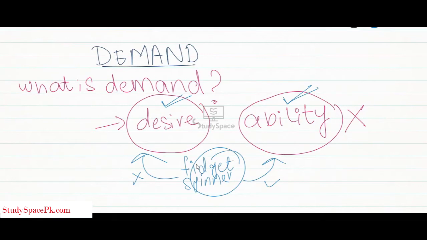So in order for something to be in my demand, I have to desire that good. There should be a desire in me to buy that good, as well as I should be able to buy that good at the given market price. So that constitutes the demand. So demand is the desire and the ability to buy any good XYZ in the market.